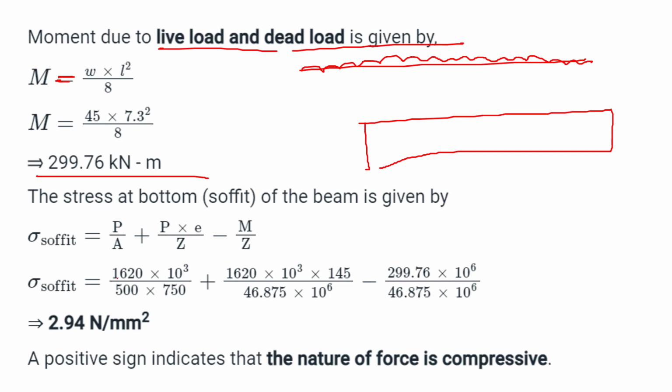So it will come out to be, P he has given 1620, A is 500 into 750, converting the units. Similarly, the e is 145 mm and Z just now we have calculated. M we have calculated and Z also we have calculated. So stress at soffit will become 2.94 Newton per mm square. A positive sign indicates that the nature of force is compressive.